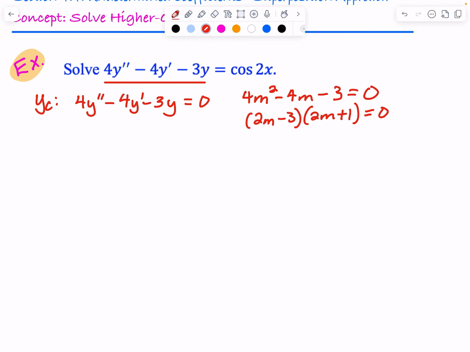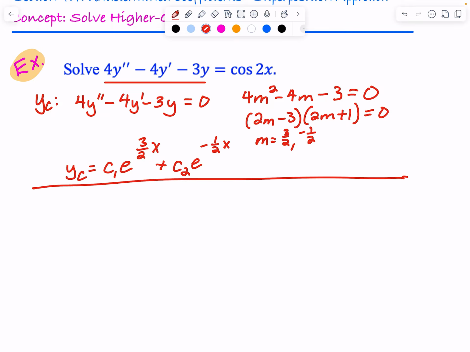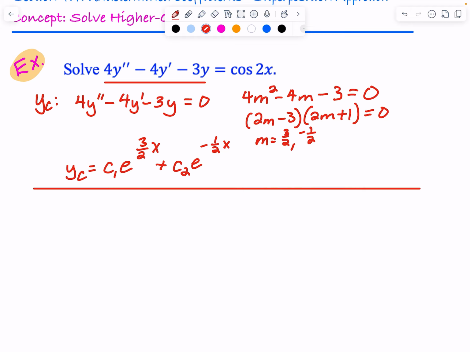So that gives me my m's from that. I have m equals 3/2 and m equals negative 1/2. So y_c equals c1 e^(3/2 x) plus c2 e^(-1/2 x). So I have that solution. We'll use that later at the end.